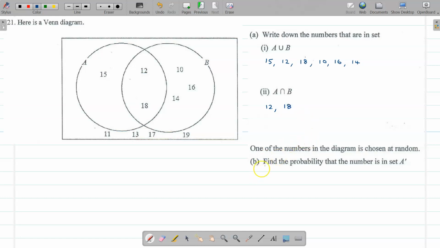In the third part here, one of the numbers is chosen at random. Find the probability that the number is in set A not. That means not in set A. Well, how many numbers are not in set A? There are these 4 here, plus these 3 here. So there's 7 numbers not in set A, out of a total of 10 numbers. That's it, 7/10. And that is the end of the paper.